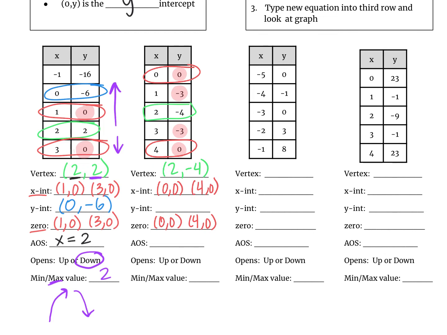Now let's look for the y-intercept. So remember, the y-intercept is when our x value is 0. And it's actually going to be right here at 0, 0 as well. Because when you cross through the origin, that means you have an x and y-intercept there. So 0, 0 for your y-intercept as well.